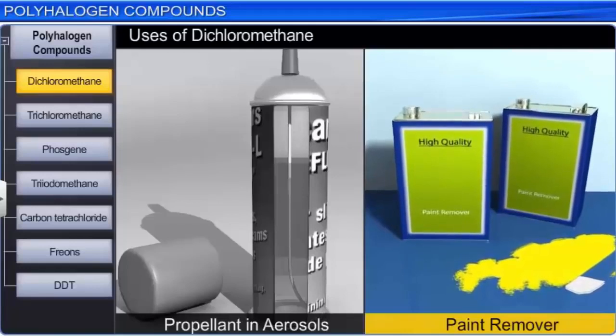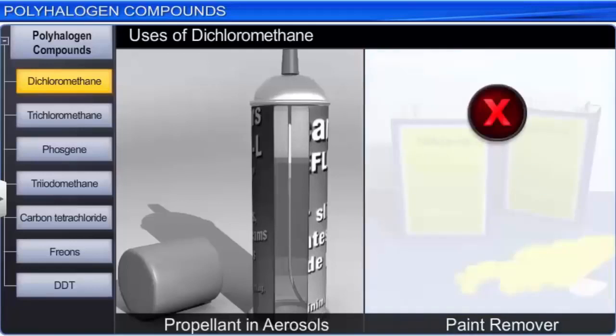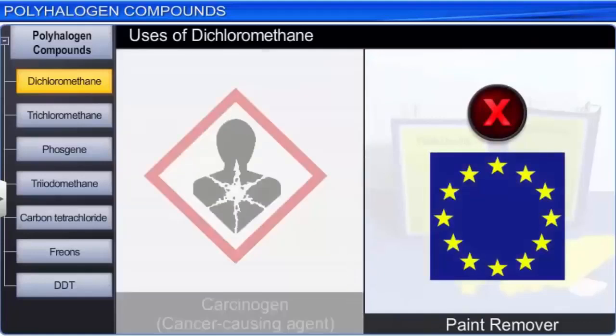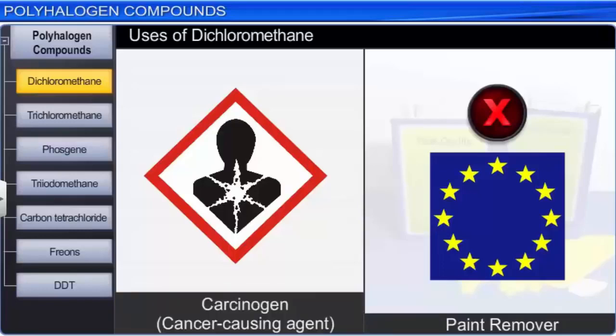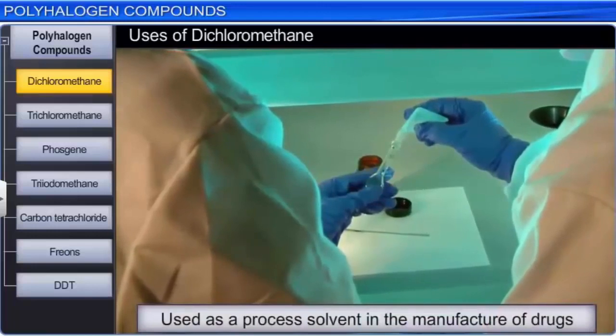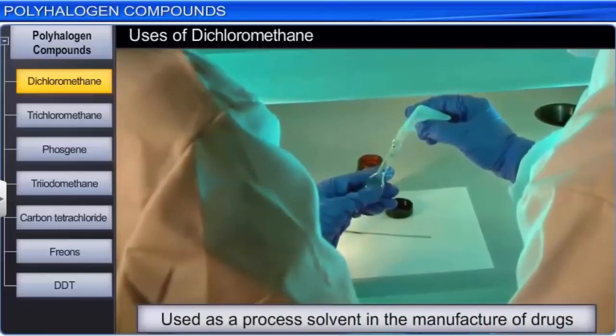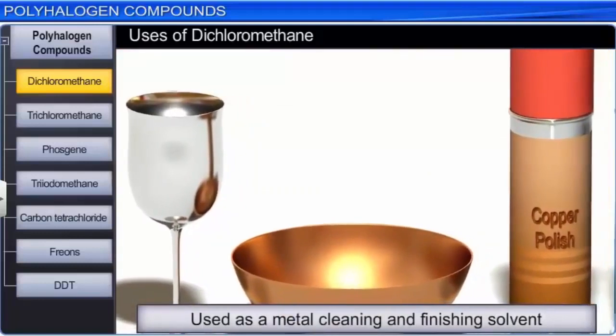However, the use of dichloromethane for removing paint has been banned by the European Union since it is a carcinogen or a cancer-causing agent. Dichloromethane is also used as a process solvent in the manufacture of drugs. It has additional uses as a metal cleaning and finishing solvent.